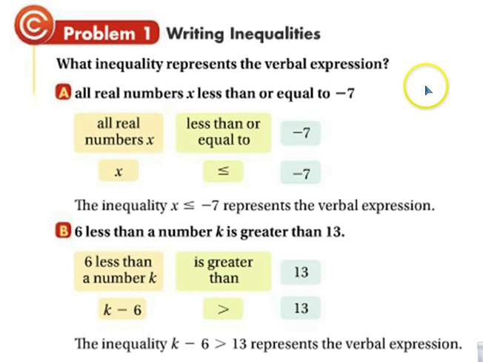Okay, first one, writing inequalities. All real numbers x less than or equal to -7. So all real numbers x less than or equal to -7. There's the inequality. 6 less than a number k is greater than 13. Now don't let these words, less than a number, confuse you. That's subtraction. So we actually have k minus 6 is greater than 13. The inequality is that representation.